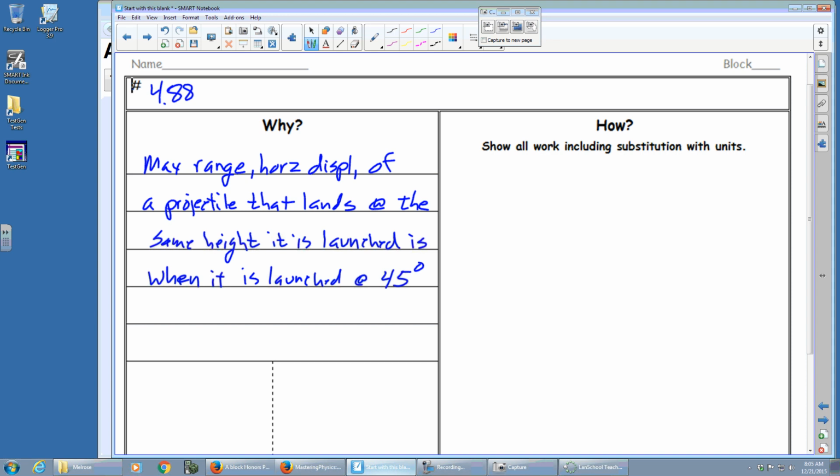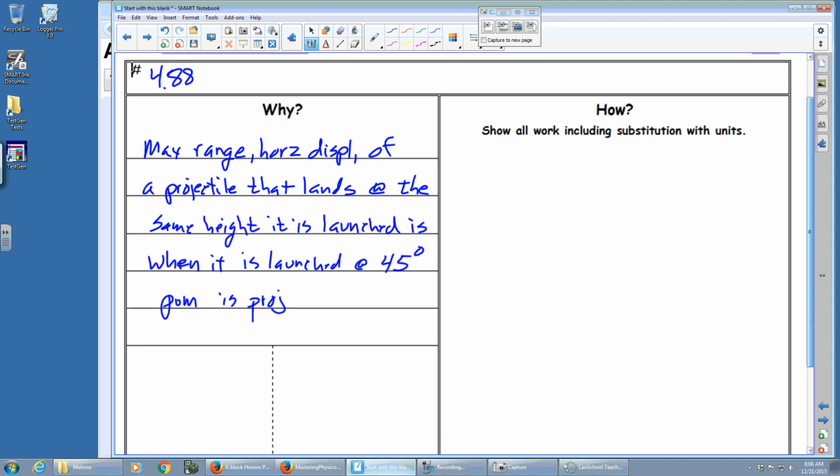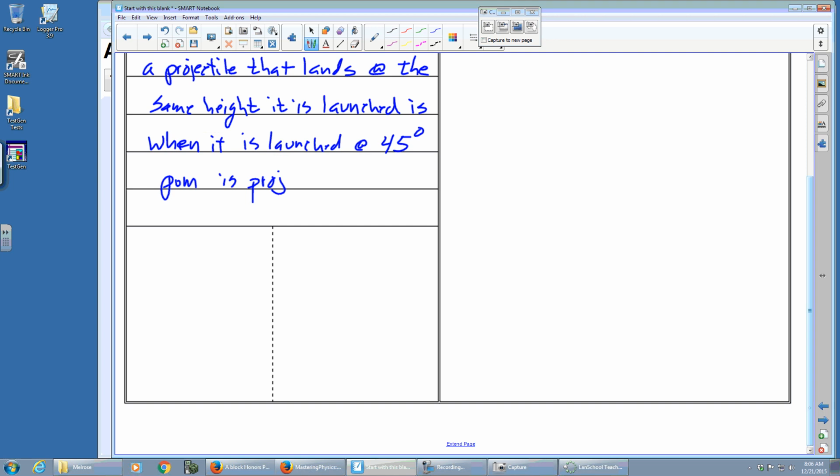But that would be the main thing in the why. I would say, you know, yeah, the pumpkin is a projectile, things like that, all those fun things. And then I'm going to do just a diagram down here to remind myself.